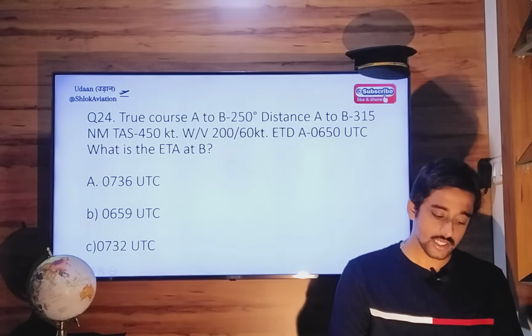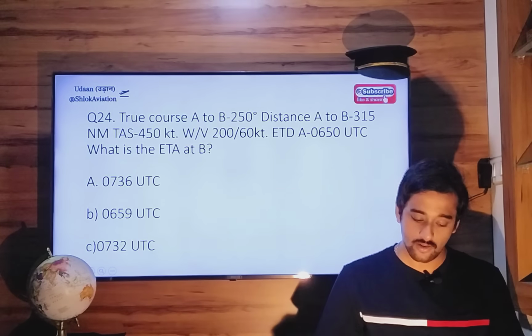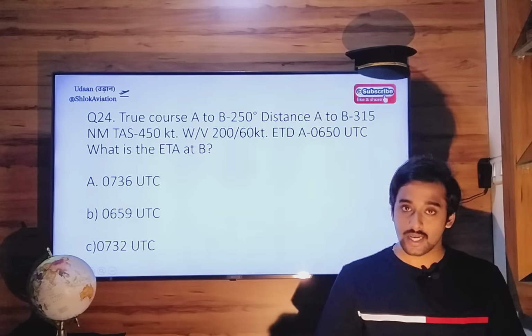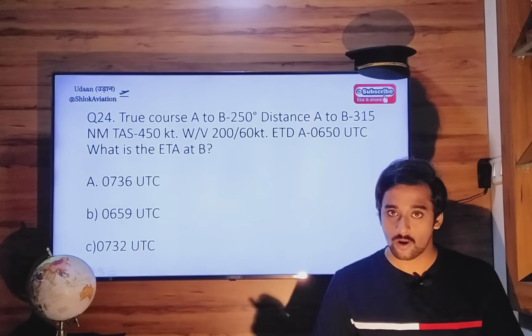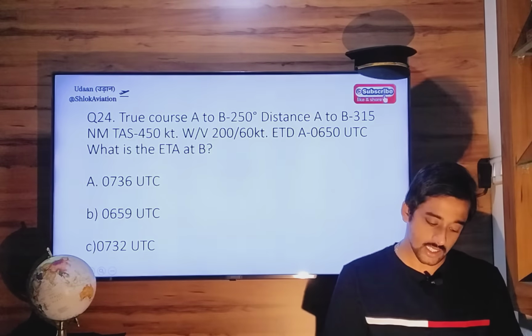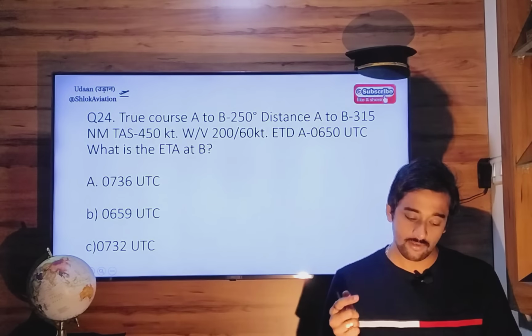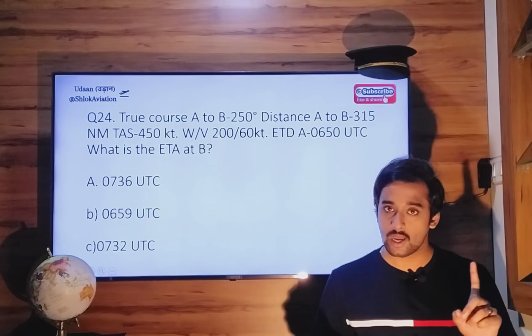Simple formula based. True course is given, distance is given, TAS is given, winds are given. Departure time in UTC is given to you. What is the arrival time? Now to find arrival time, we must know the ground speed of your aircraft. With ground speed and distance, we will calculate total flight time. And with that flight time, we will calculate arrival time. So first we will use CX3 to calculate ground speed.